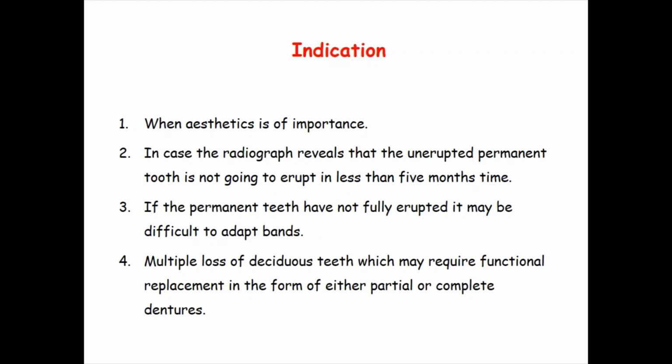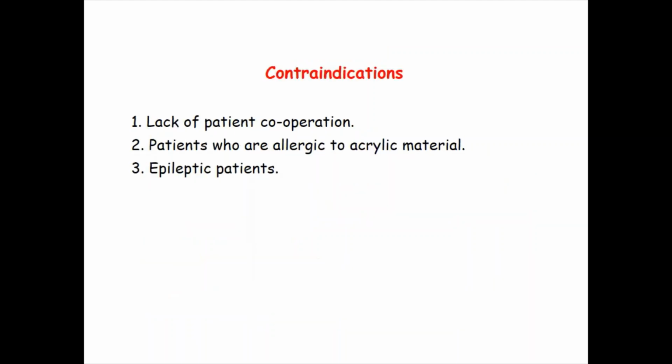The indications of a removable space maintainer are when aesthetics is of importance; in case the radiograph reveals that the unerupted permanent tooth is not going to erupt in less than 5 months; if the permanent tooth has not fully erupted and a band is difficult to adapt on partially erupted teeth; and if there is multiple loss of deciduous teeth which may require functional replacement in the form of either partial or complete dentures. The contraindications are lack of patient cooperation, patient allergy to acrylic material, and epileptic patients.